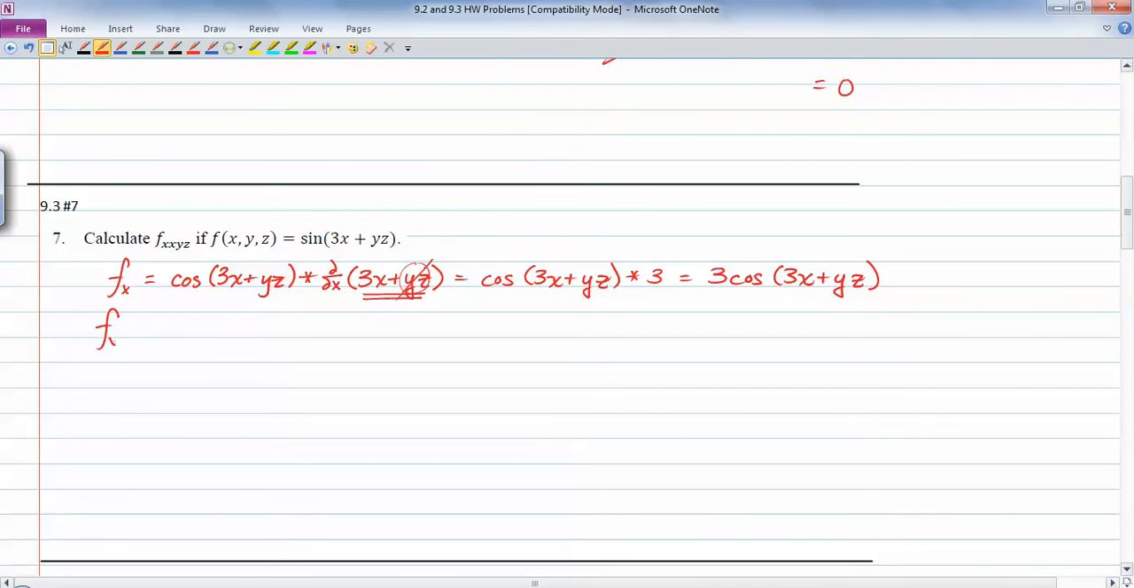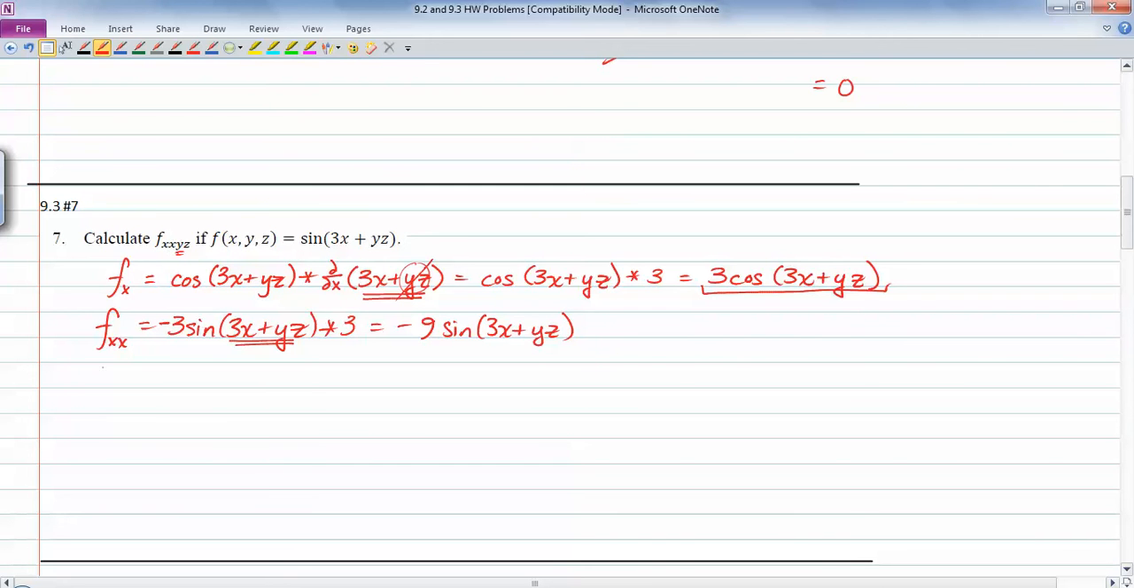So then let's take the second derivative, which will be with respect to x. So now I'm taking the derivative of this with respect to x. That's going to be, let's see, the 3 is a constant in front. Cosine turns into negative sine, so this would be negative 3 sine 3x plus yz, and then times the derivative of the inside with respect to x, which is again 3. So then this turns into negative 9 sine 3x plus yz.